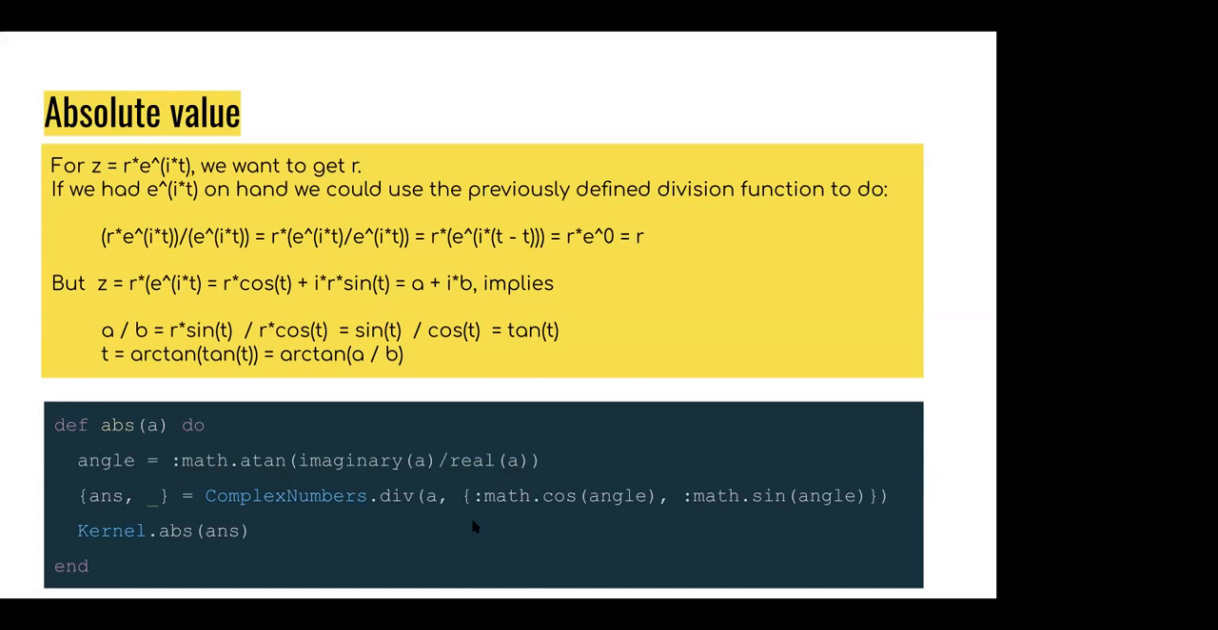After that, I use the technique I just mentioned, where I use the previously defined division function, where I pass in a and divide by the cos of that angle we just found and the sine of that angle in tuple form. In other words, that's our complex number. Then finally, I pass that to absolute value, and that will give you the absolute value r of the complex number. And I think that might be it. Yep, that's the extent of my talk.